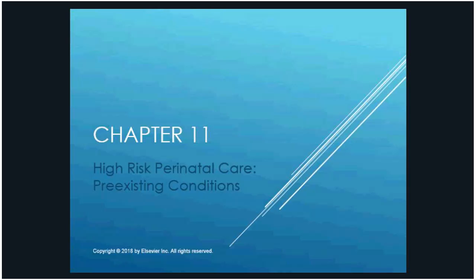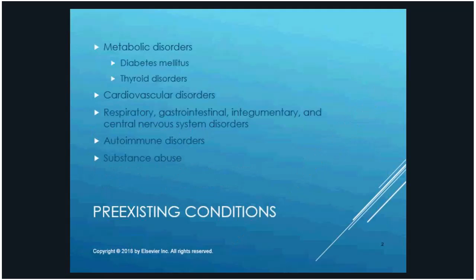Good evening, class. Tonight we'll be going over chapters 11, 12, 13, and 14: high-risk care, pre-existing conditions, gestational conditions of high-risk care, labor and birth process, maximizing comfort for the laboring woman. First chapter will be chapter 11, high-risk prenatal care and pre-existing conditions.